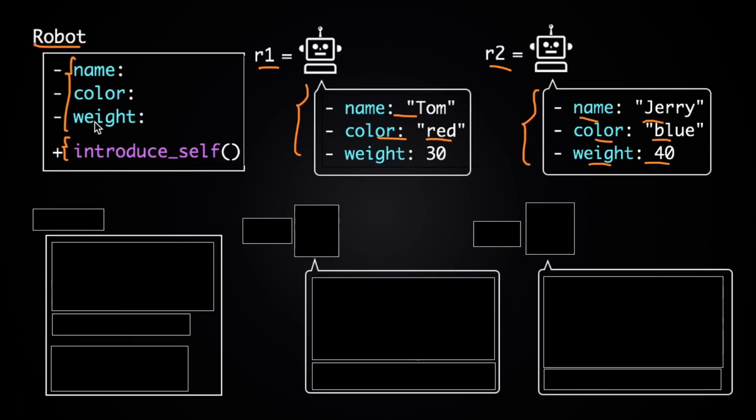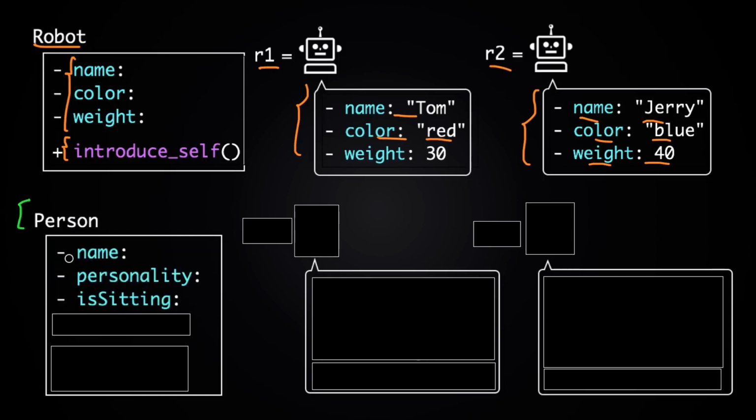And on top of that, we're going to create this class called person, representing a person, of course. And it's going to have these attributes: name, which is going to be a string, personality, which is also going to be a string, and is sitting, which is going to be either true or false. If this is true, that means that this particular object, this person, is sitting. And if it's false, that means that this person is not sitting.